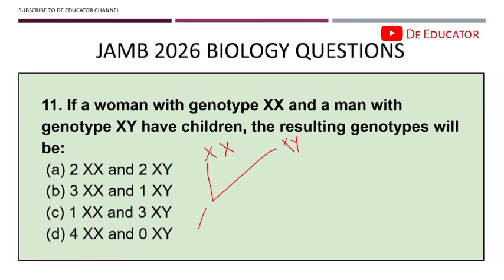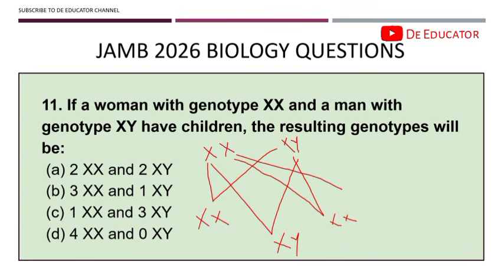So we have XX. Then we do this and this, so we have XY. Then we have this and this, we have XX. We have this and this, which gives us XY. So we have two XX and two XY, which makes option A the correct answer. So option A is the correct answer.